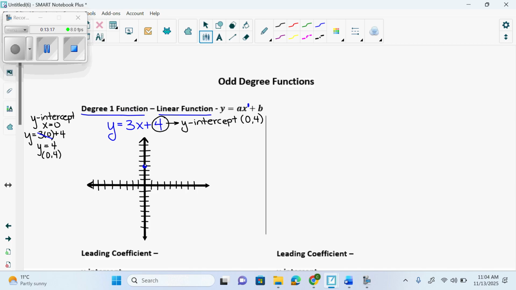Then from 10C, we were taught about the slope. The slope was always what was in front of the x, right? So I know my slope, my m, is 3.